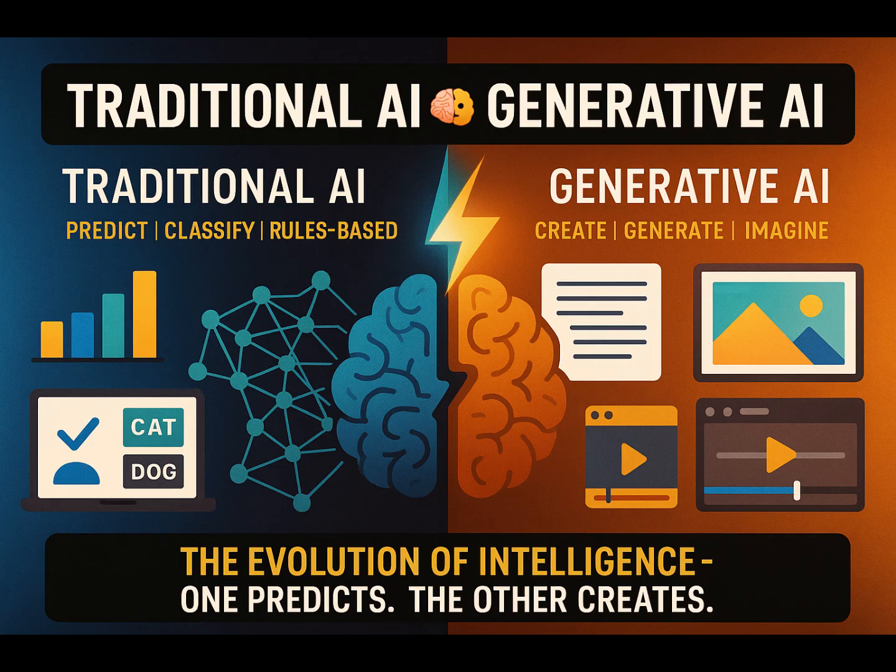Okay, so let's really get to the heart of it then. What's the most crucial, the fundamental difference in what these two types of AI actually do? What's the core action?